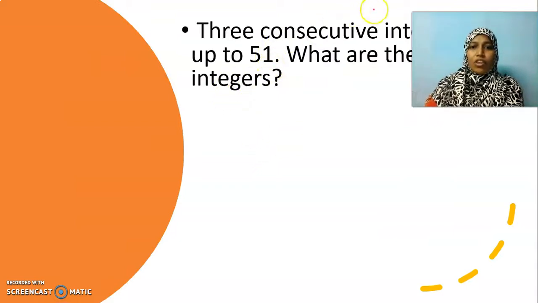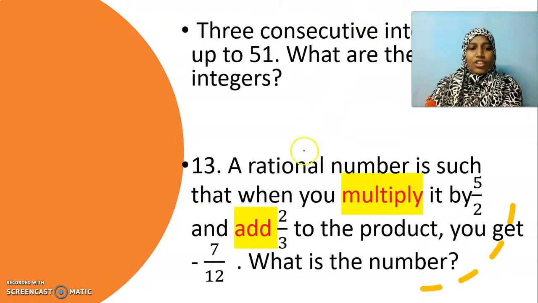Here we have 3 consecutive integers that add up to 51. The same concept: x plus x plus 1 plus x plus 2 is equal to 51. Very simple equation. Okay, a rational number is such that when you multiply, these are the clue words that you have to underline and find it.